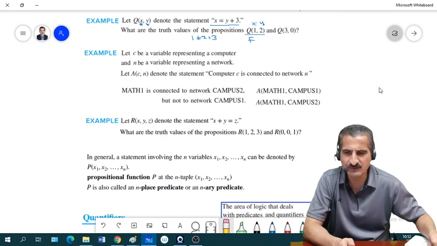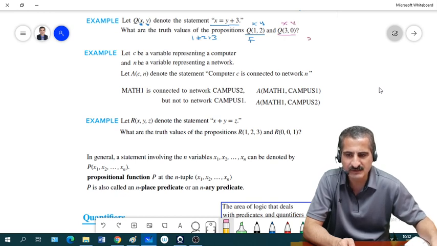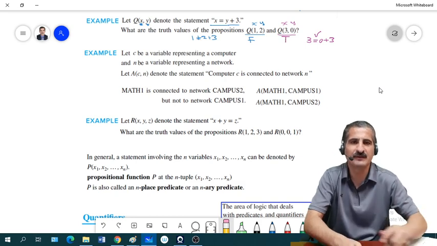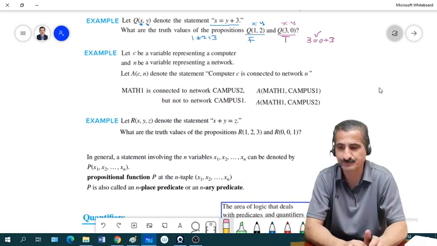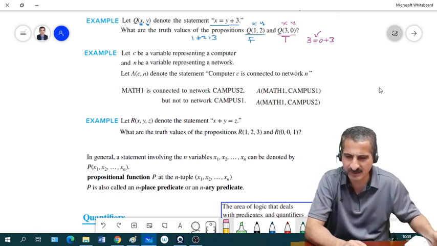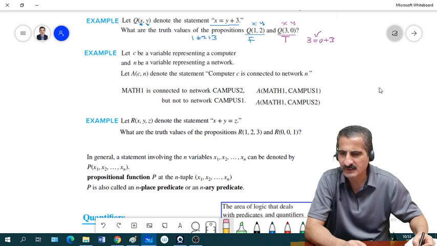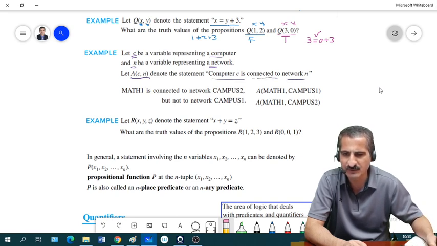What about the truth value of this statement here? Now x is 3 and y is 0. Is it true that x is 3 and y is 0 plus 3? The statement is true. Therefore, the truth value of this propositional function is true. Here is an example that uses words. Let C be a variable representing a computer, N representing a network. Now the propositional function A of C, N denotes that a computer C is connected to a network N.